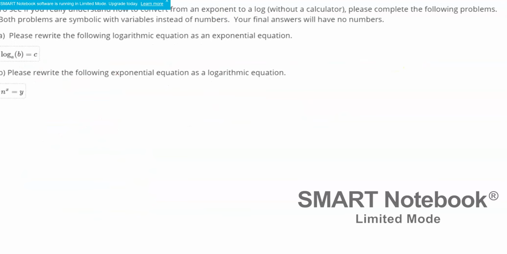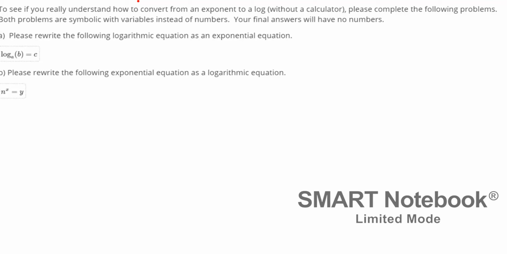The second problem on the exit slip, I asked you, and get rid of this here so you can actually see the question. Technical difficulties. To see if you really understand to convert from an exponent to a log without a calculator, please complete the following problems. So part A asks, please rewrite the following log equation as an exponential equation.